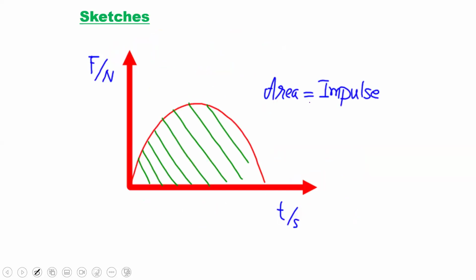Look at this. Force into time. Why is the area impulse? Because in our knowledge of unit 1 graphs, we say that area is the product of the two axes. So force into time is impulse.